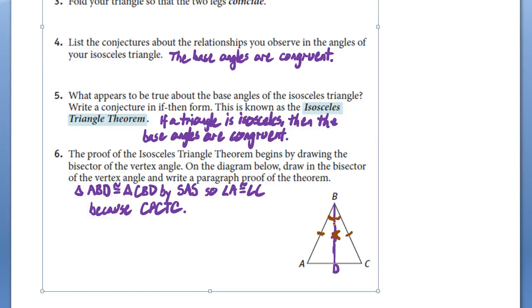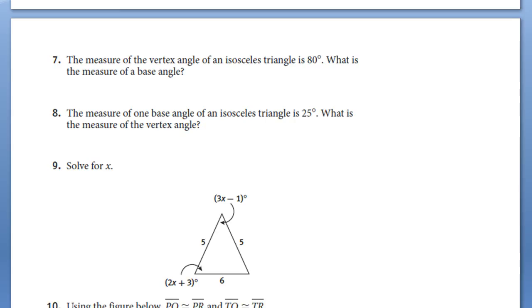Because this triangle is congruent to this triangle, then we know that this angle is congruent to this angle, because corresponding parts of congruent triangles are congruent. CPCTC is a quick way to write that phrase. Corresponding parts of congruent triangles are congruent. Let's work a few problems about isosceles triangles.